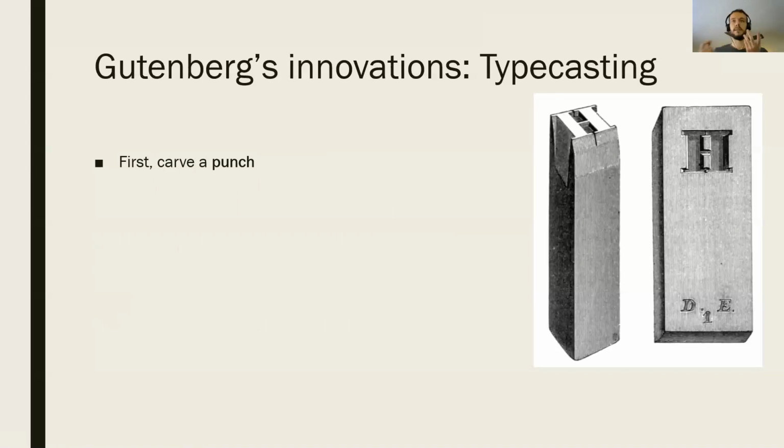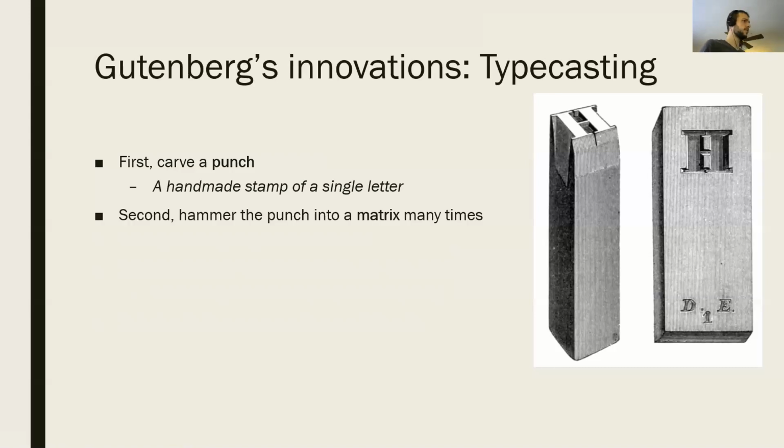So it still does require a little bit of handwork, but as we'll see, the amount of handwork is decreased significantly. So we call this initial copy the punch. This is a handmade stamp of a single particular letter. Then we take this punch and hammer it into a matrix.